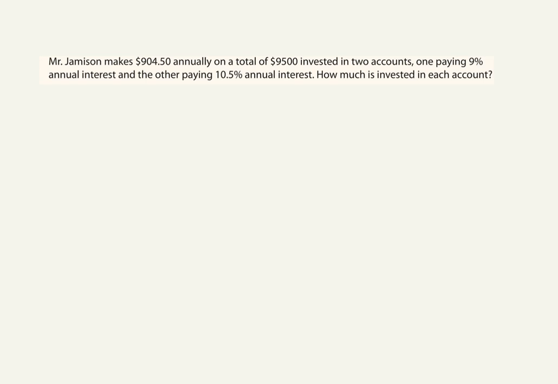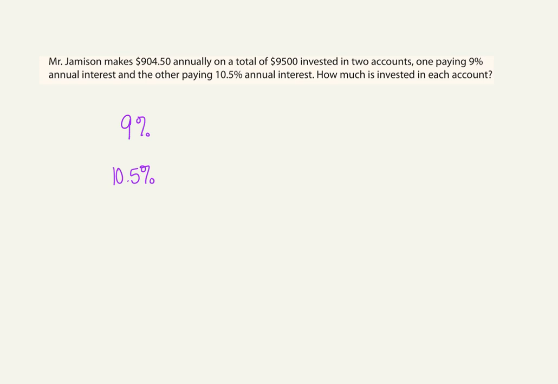And so when you think about this particular one, we are trying to look at two different accounts, and we do not know exactly what he has invested in each. We just know the total amount invested. And so you are again going to make a type of chart. You have one account paying 9%, one account paying 10.5%.